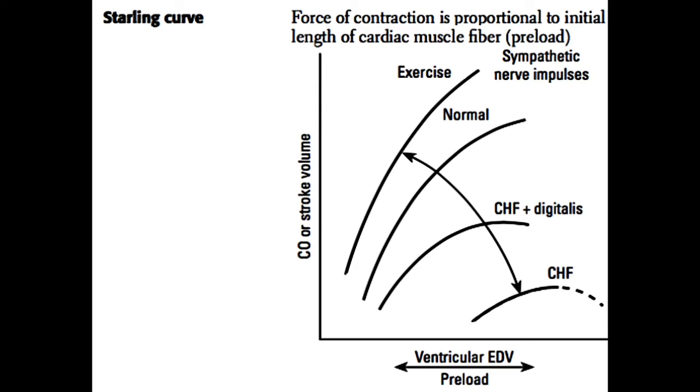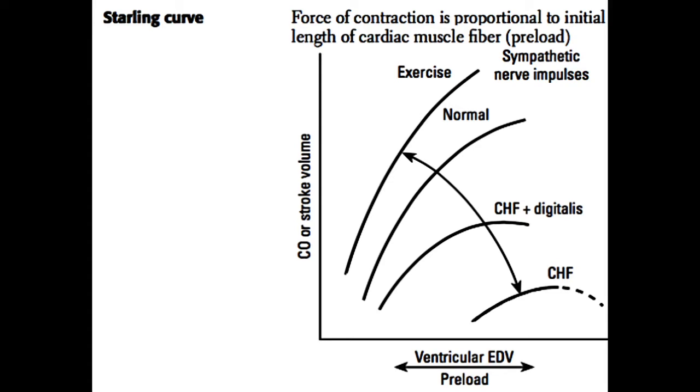During exercise, the curve is shifted up and to the left, which you can see. That is, for a certain left ventricular end diastolic volume, because of an increase in sympathetic nerve impulses during exercise, you will have an increased cardiac output compared to normal.